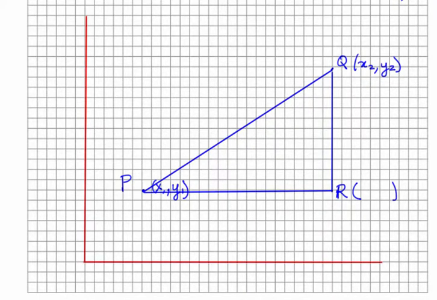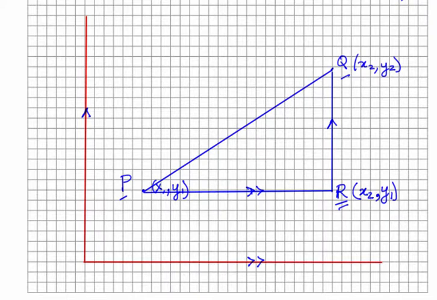The first thing you notice is that if you look at the line PR, that line is parallel to the x-axis and the line RQ is parallel to the y-axis. That means in the line PR, the y-coordinates don't change. So the y-coordinate of R has to be y1. Similarly, in the line QR, the x-coordinates don't change, so the x-coordinate has to be x2.